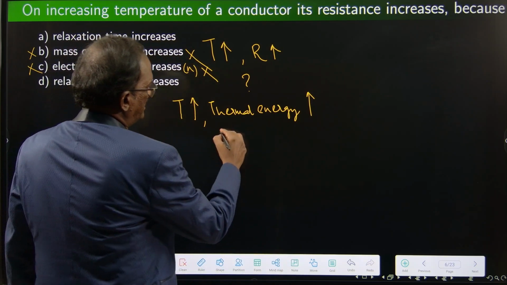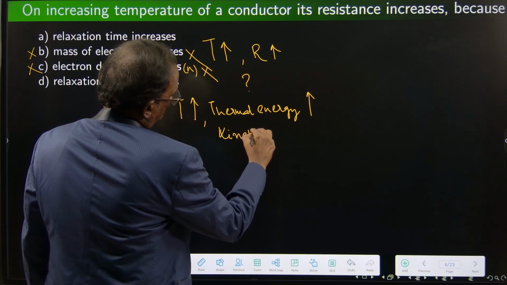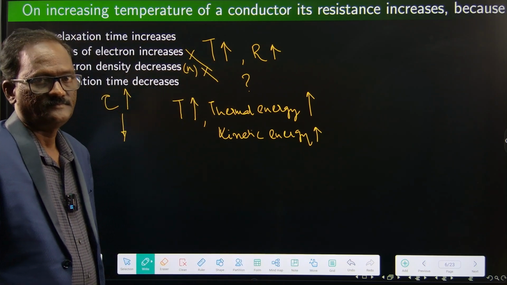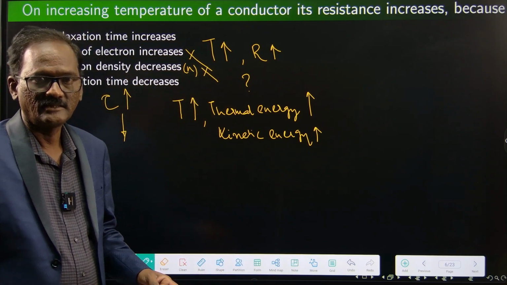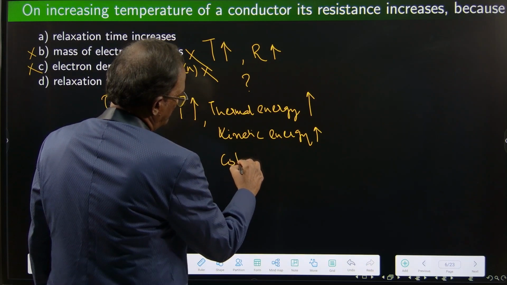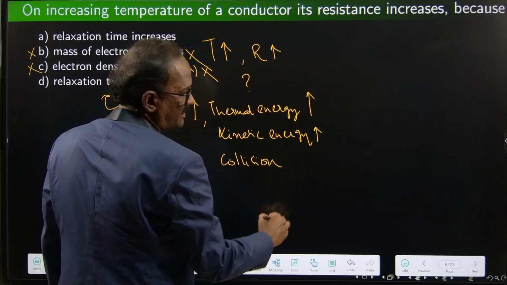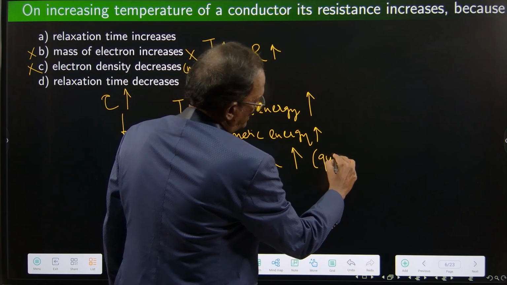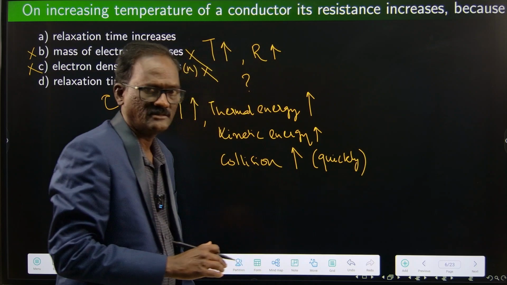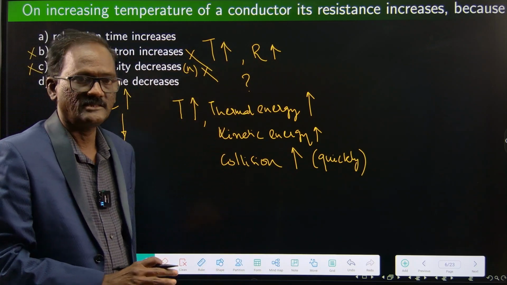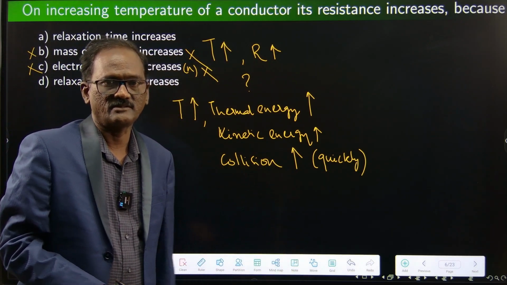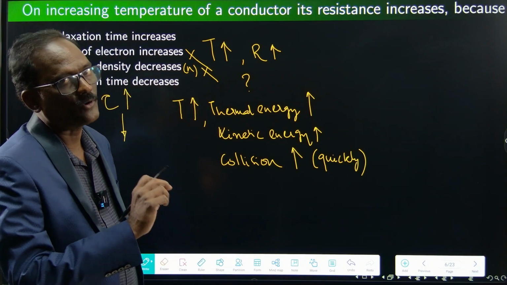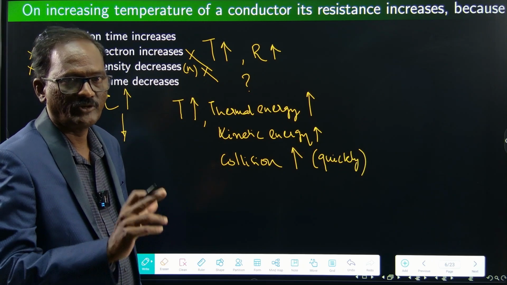If thermal energy is increased, kinetic energy will be increased. When kinetic energy is increased, collision between the electron and positive ion will increase. That means the collision will happen quickly. Because the kinetic energy is high, electrons are moving very fast, so they will immediately encounter the positive ions, and the collision will happen quickly.